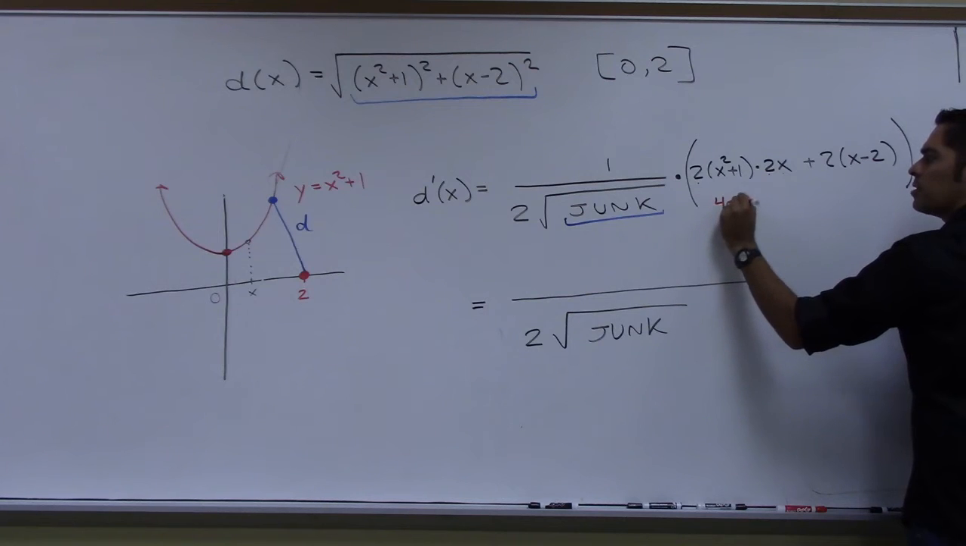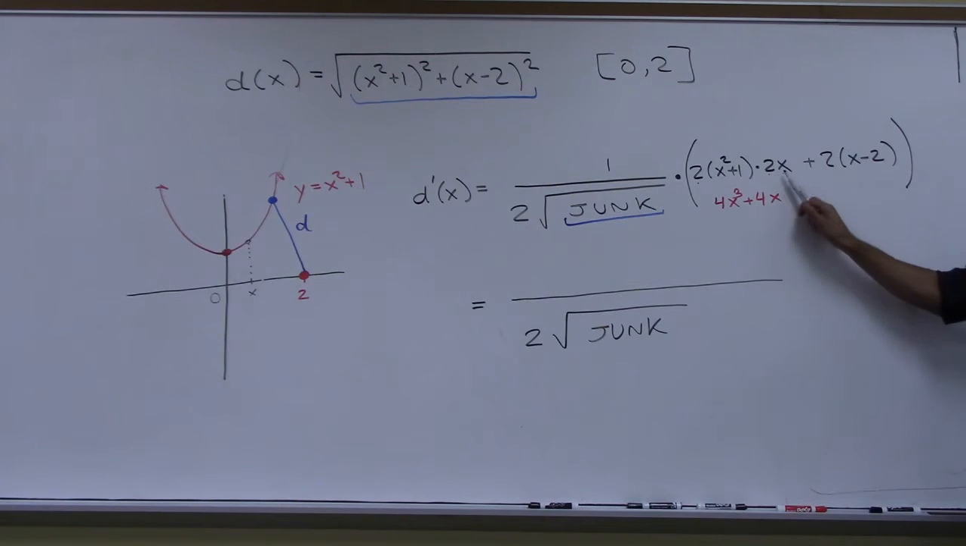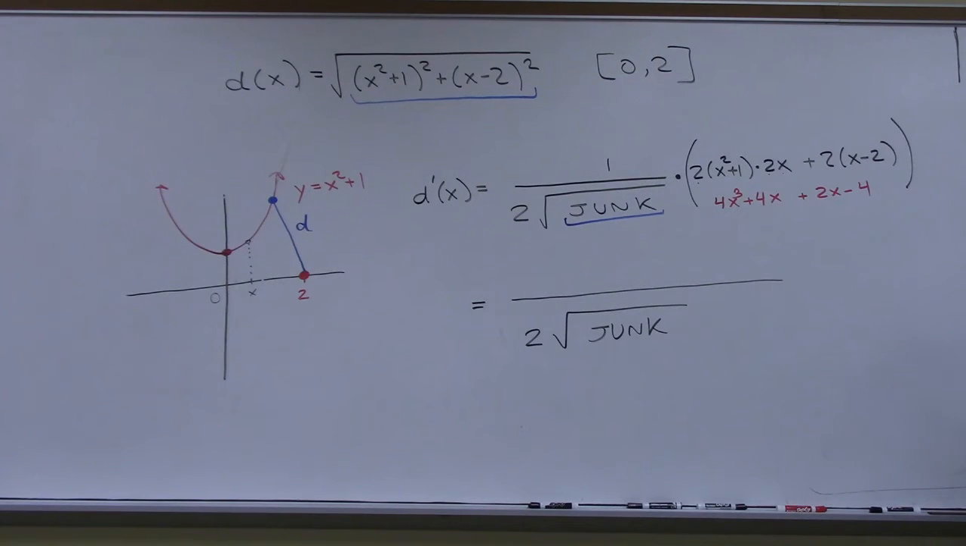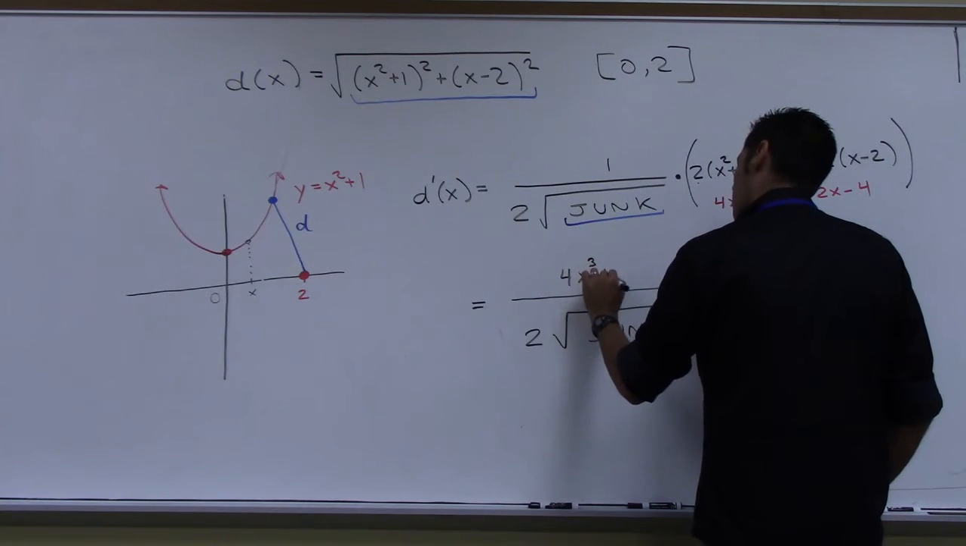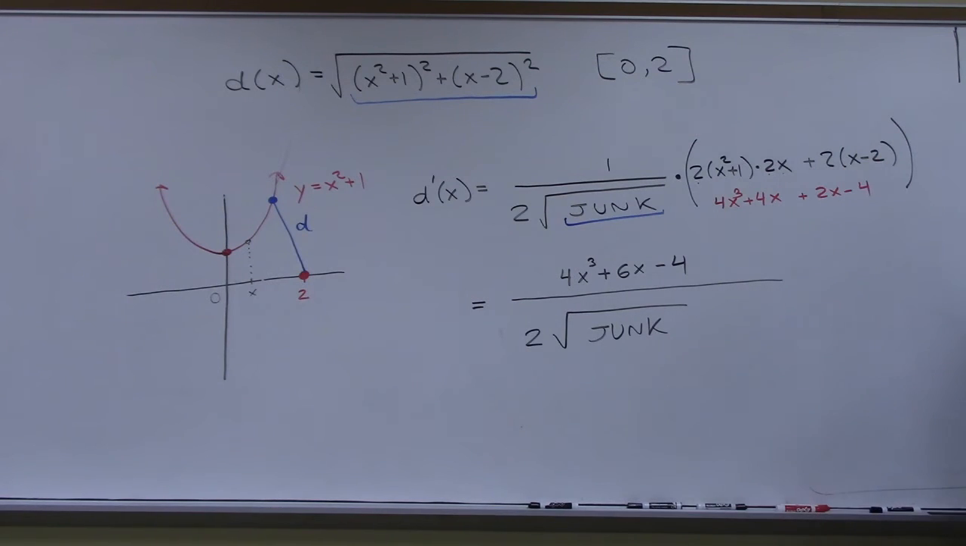So I'm getting 4x cubed plus 4x. Is that all right when I just do this right here? And then over here, this is plus 2x minus 4. So what do I get there? 4x cubed plus 6x minus 4, over that.